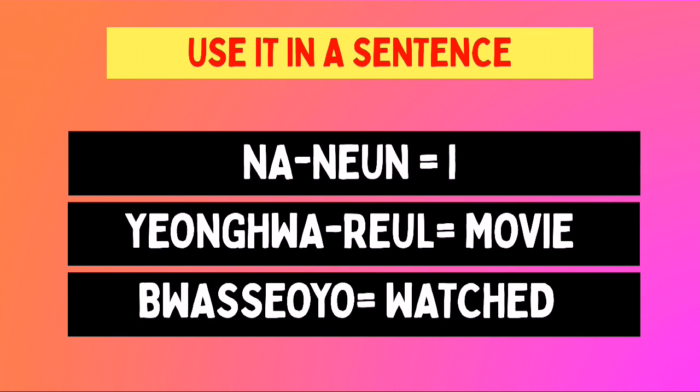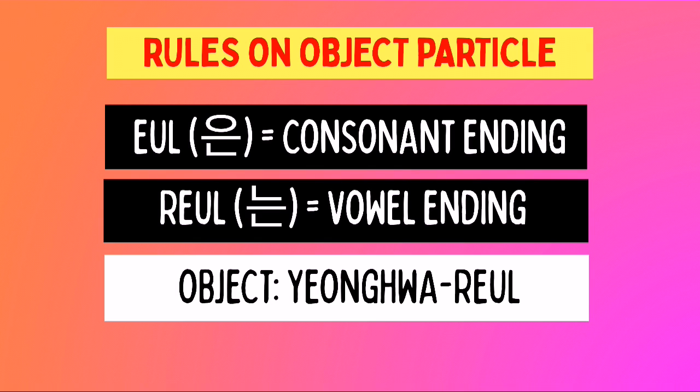The next part of the sentence is 영화를. But take note that Yeonghwa is the object, and 를 is just an object particle added to it. Remember that the rule on the object particle is that if the object has a consonant ending, we need to add 을. But if the object has a vowel ending, we need to add 를. And since Yeonghwa has a vowel ending, we'll be adding 를.